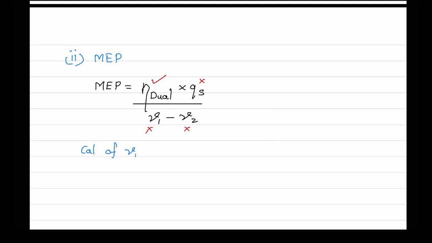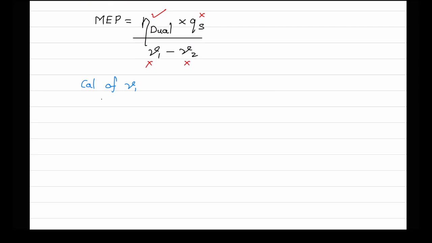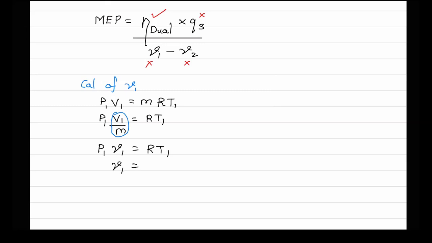So how can I find V1? I know this equation: P1 V1 equal to M R T1. So P1 V1 upon M is equal to R T1. What is V1 upon M? It is small v, specific volume. So P1 small v1 equal to R T1. So from here I can write v1 equal to R T1 by P1. So just substitute the values.